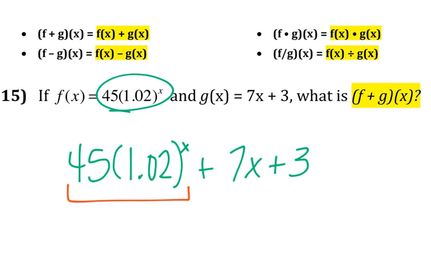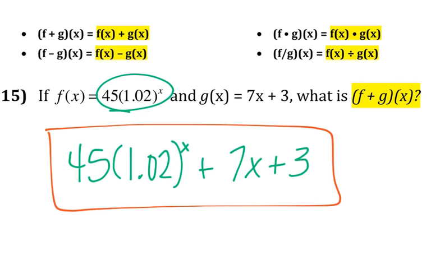I can't do 45 times 1.02. That question is just like it is. So 45 times 1.02 to the x power, and then plus 7x plus 3. I actually have 3 different terms here. None of them are like terms. And so actually, there is nothing I can do with that, and that's my answer.